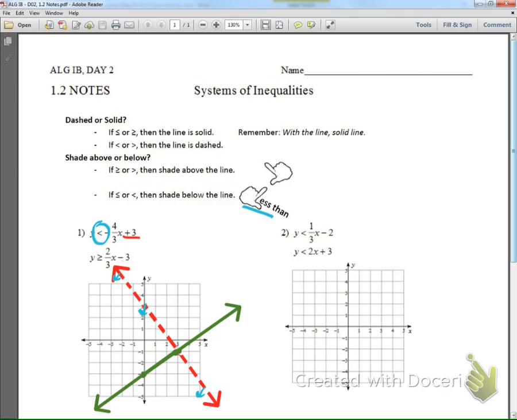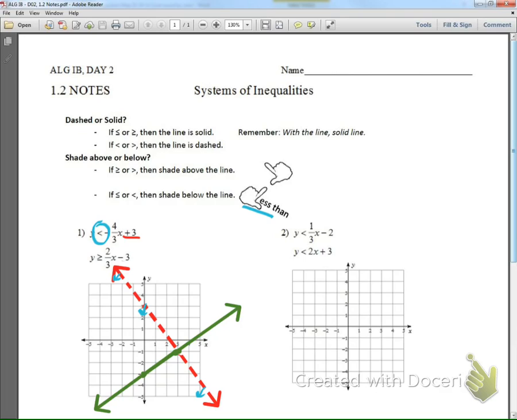So remember, after you draw your line, you ask yourself, is it dashed or solid? Well, look at your inequality. I see a line right there. See the line? Because there's a line, you keep your line solid. Alright, so we are not going to erase anything on that line.